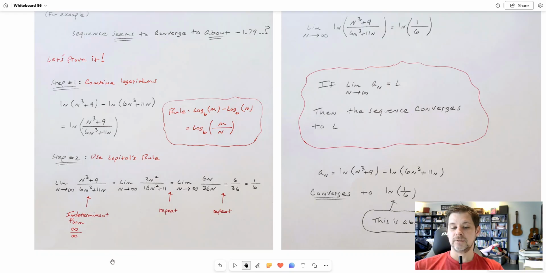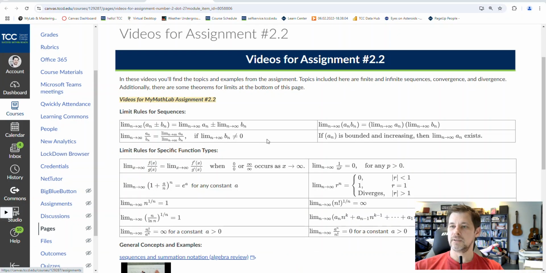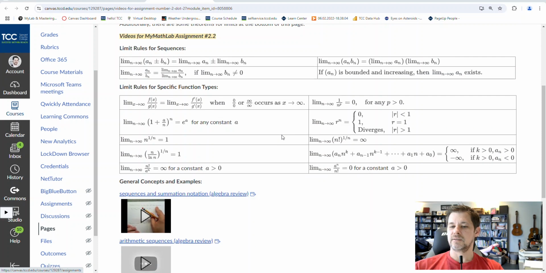Oh, real quick, let me show you something I put on Canvas. Okay, so here's something I put on Canvas. It's found on the same page that you're seeing this video. And I've got some general rules for sequences and finding their limits, and I've got rules for specific types of functions. And this is L'Hopital's rule.